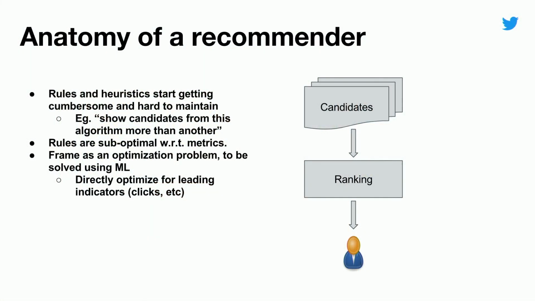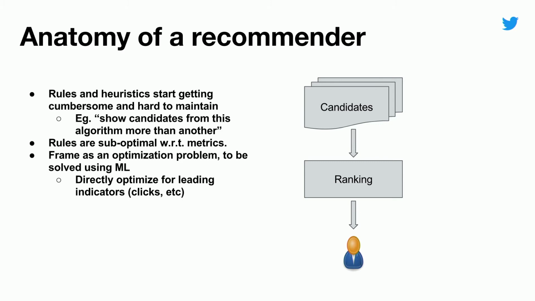All right, so coming back to the anatomy of a recommender. We generate candidates, we want to do some ranking. What often happens is that rules and heuristics get cumbersome to maintain. For example, we have multiple different algorithm types, and now we want to figure out which algorithm is performing better. And we might hand code a rule saying to show candidates from this algorithm more than another, and weight some algorithm more than some other algorithm. This might work, and it's a good way to get your changes out.